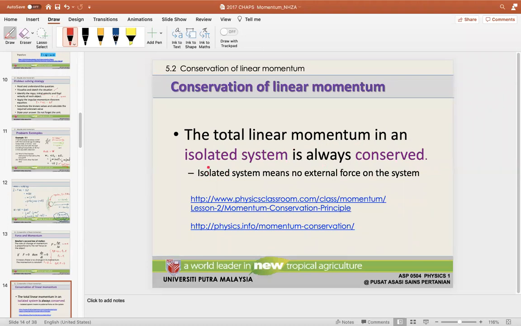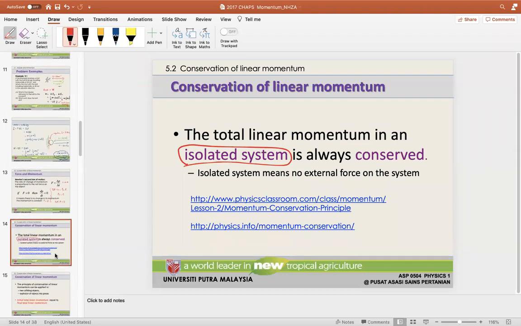The total linear momentum in an isolated system is always conserved, which means that we are ignoring air resistance and a bunch of other factors that are non-conservative forces that can happen in real life. But for physics, we are simplifying it so that we can learn more effectively lah. Okay, we will add on those little things as we continue to increase our knowledge in physics. Nah? But first, we have to start with the basics. So the total linear momentum in an isolated system is always conserved, which means that our P initial is equal to P final. If our total linear momentum is conserved. In chapter 4, we talked about the conservation of energy, whereby E initial equals E final. But for this chapter, we are talking about momentum, which is also conserved in a collision.